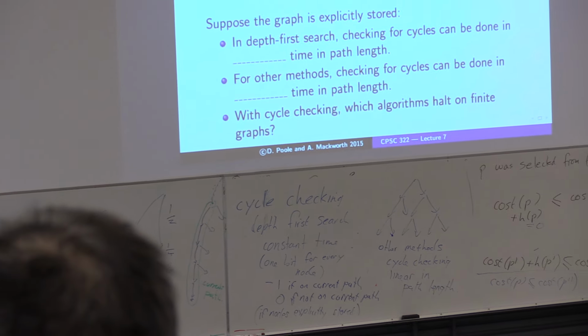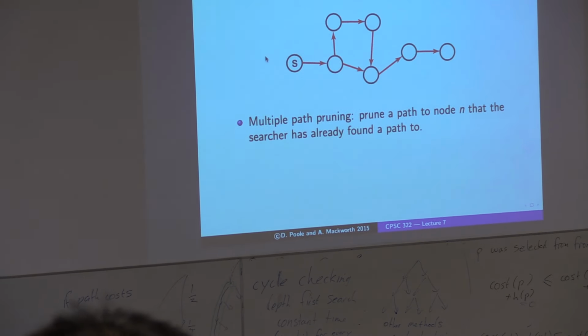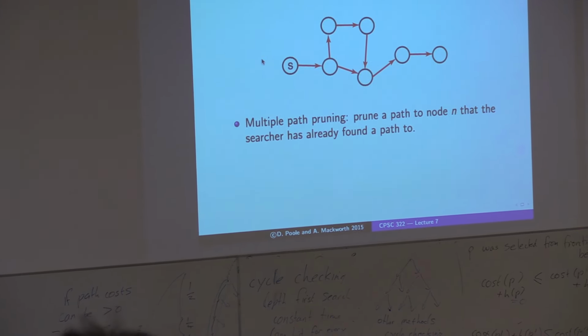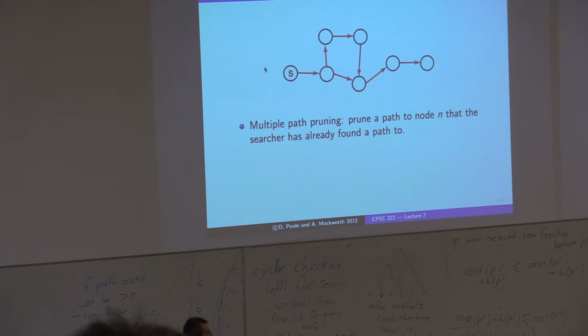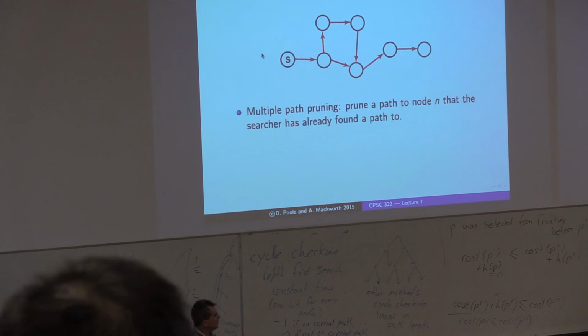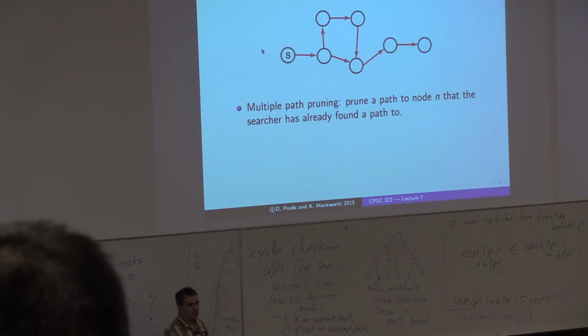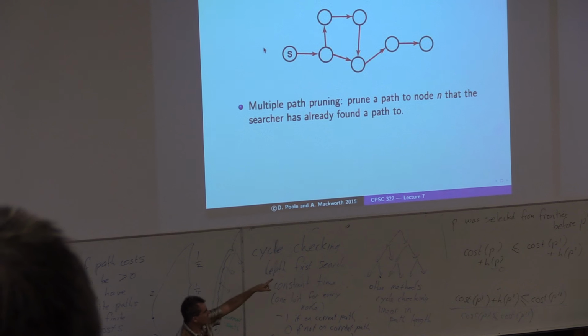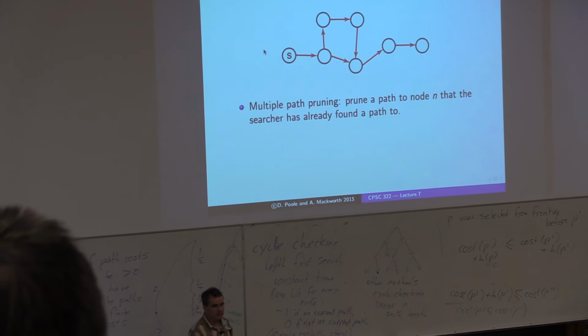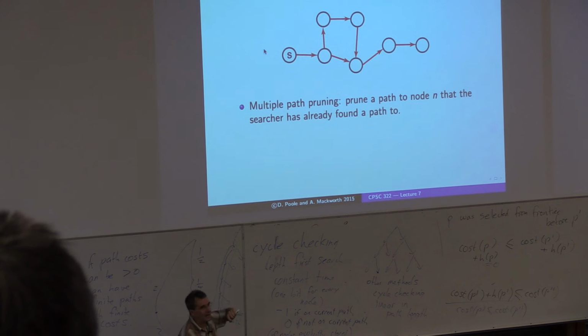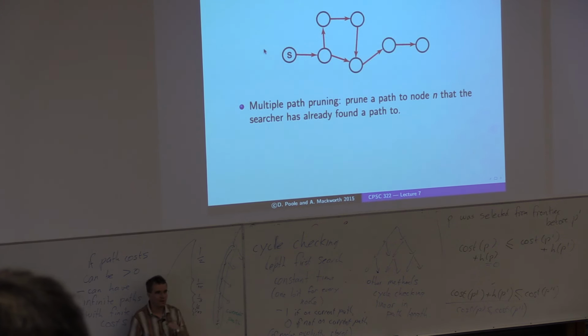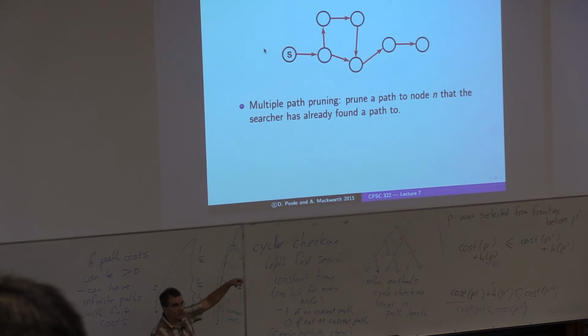All right, let's do the other one that was suggested. Multiple path pruning can prune a path to a node n that the search has already found a path to. So if you've already found a path to that node, any other subsequent path, we can prune it. So you only need to find one particular path to a goal. So for any node we found a path to, we can prune the other ones, if you only want one path.